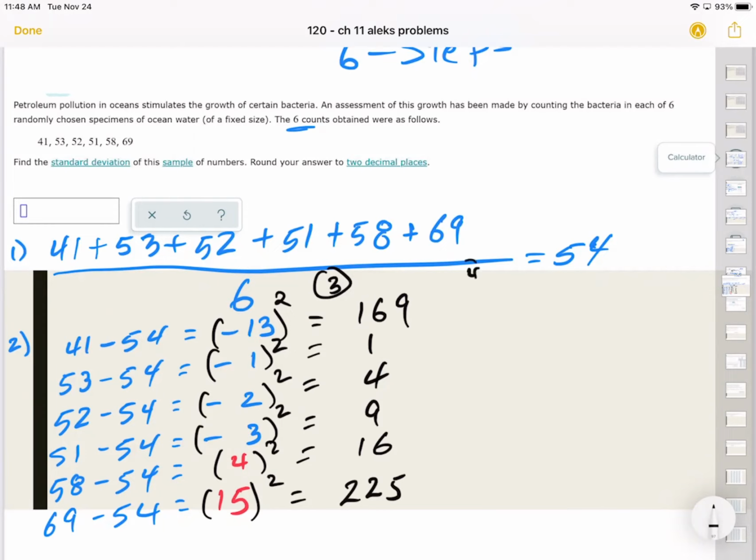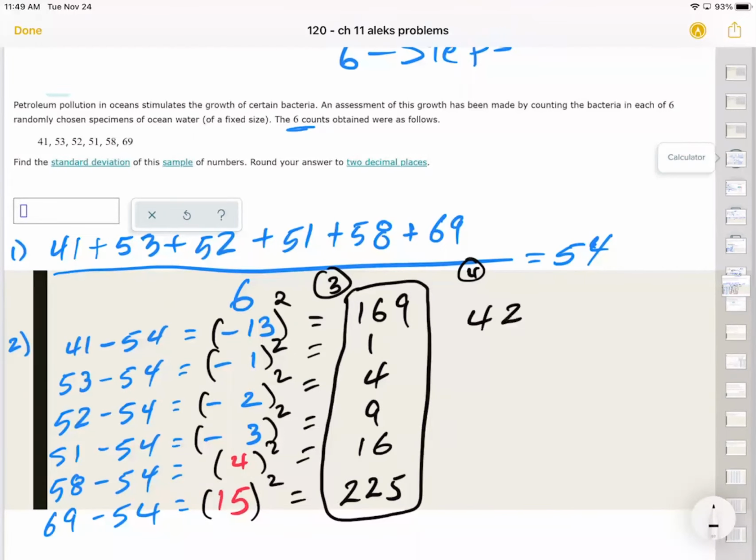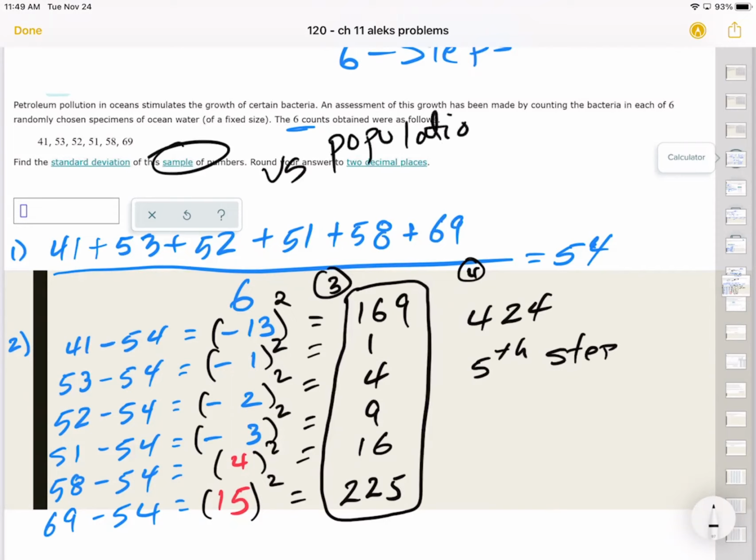And then step 4, we need to add all of these numbers up, and if you add them up, you should get 424. Now, here comes the 5th step. This is the difference between the sample versus population, ladies and gentlemen. For population, at the 5th step, we divide it by n. But for sample, we need to divide by n minus 1.